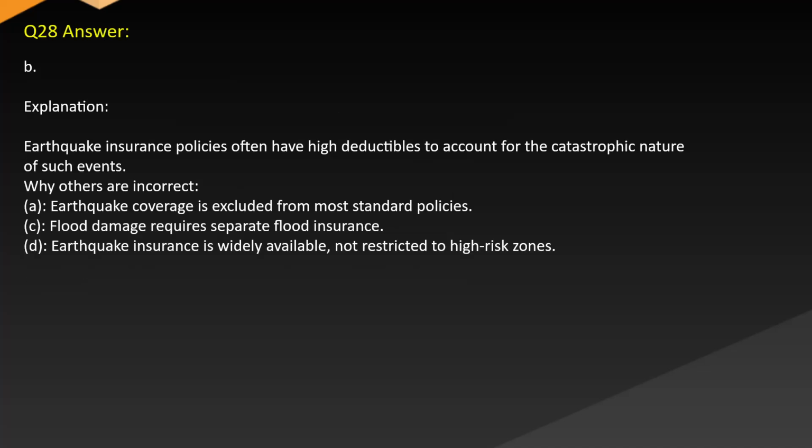Answer B. Explanation. Earthquake insurance policies often have high deductibles to account for the catastrophic nature of such events, while others are incorrect. A. Earthquake coverage is excluded from most standard policies. C. Flood damage requires separate flood insurance. D. Earthquake insurance is widely available, not restricted to high-risk zones.